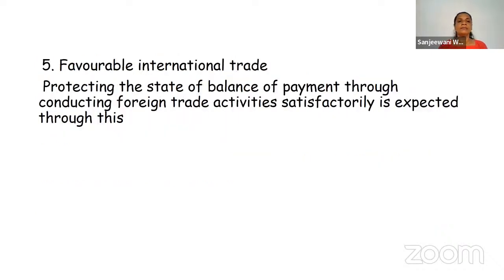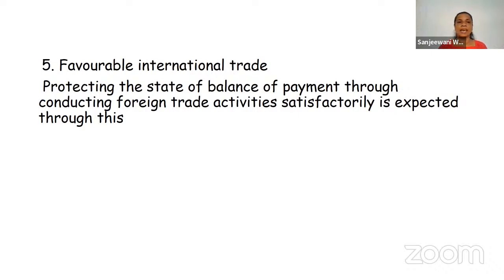All right, then we'll see the fifth one. Fifth economic goal, favorable international trade. If you protect the country's balance of payment, the difference between import and export, through conducting foreign trade activities satisfactorily, that is expected from this. That is favorable international trade. So you have a balance of payment through conducting foreign trade activities.